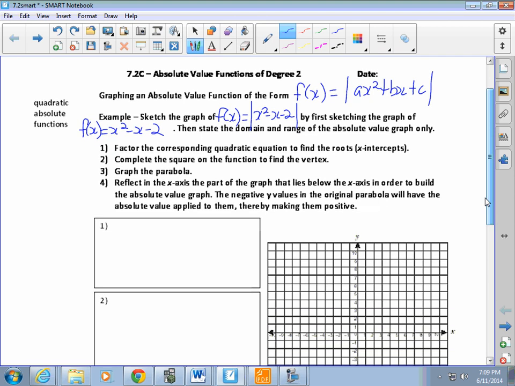So with the quadratic, in order to graph this, we need to find our roots for the equation. That means we need to factor it and find the x-intercepts.